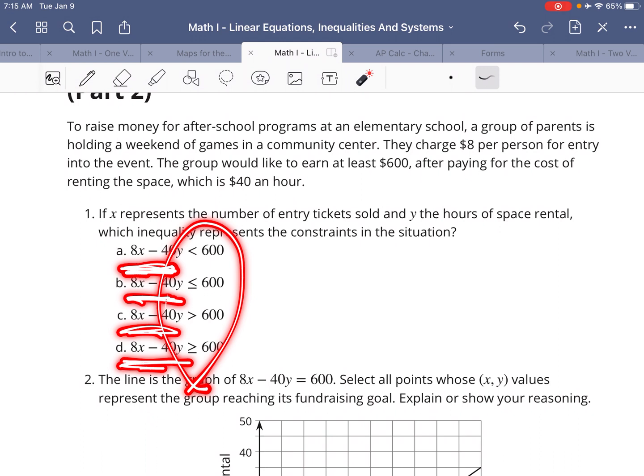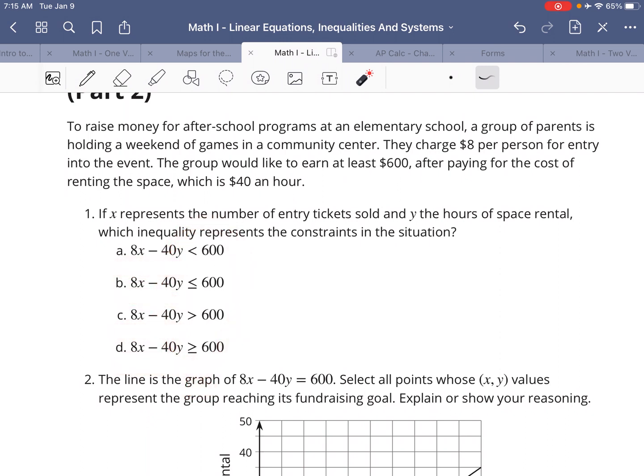So the question is, would they be okay with exactly 600? If so, you need an or equal to. And then the question is, do they want more than 600 or less than 600? If they want more than 600, it would be greater than or equal to. If they want exactly 600 as well, or just greater than. If they need less than $600, it would be a less than.